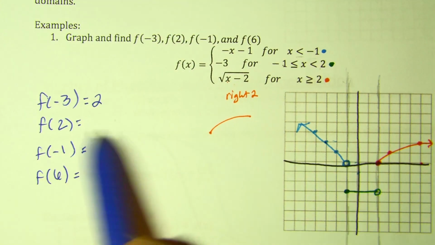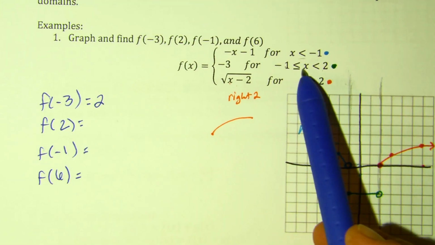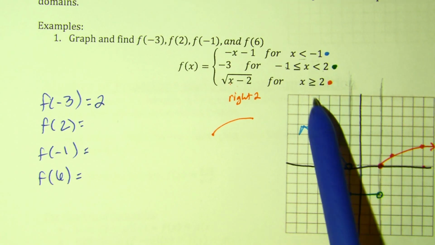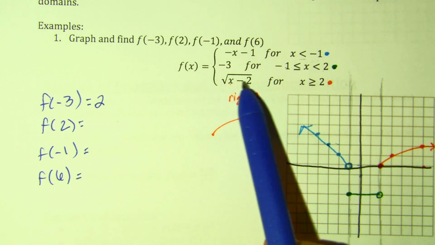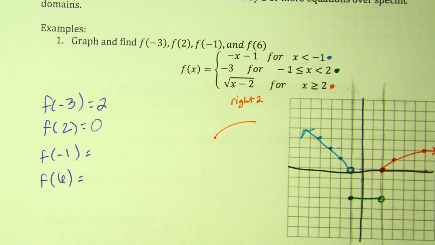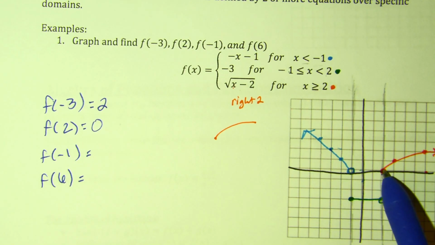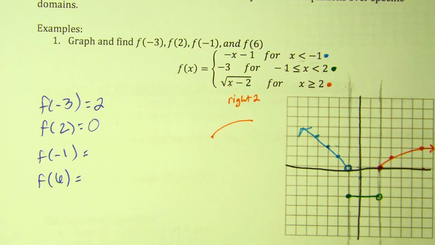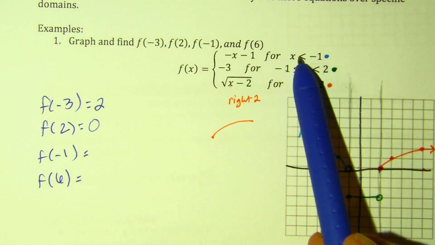Now f of 2. Well, x is not equal to 2 here. It just is strictly less than. But x is equal to 2 here, and so I could plug into my equation. 2 minus 2 is 0. Square root of 0 is 0. Or I could look at my graph at x equals 2, and in fact I do see that it's equal to 0.